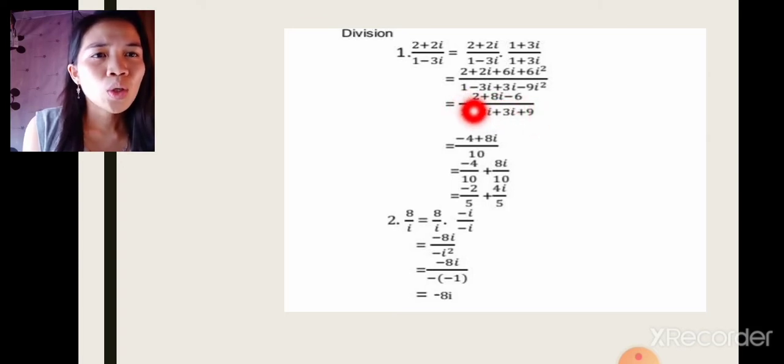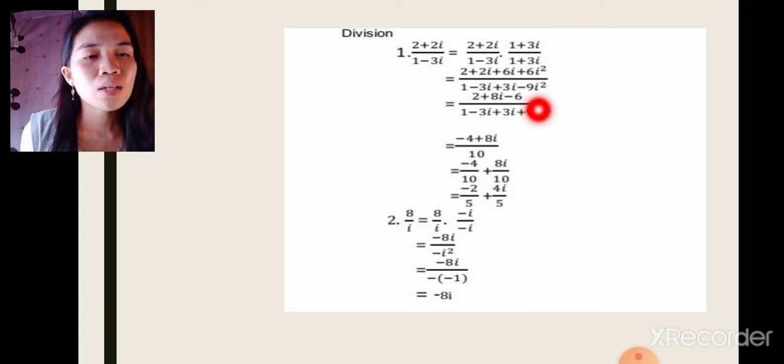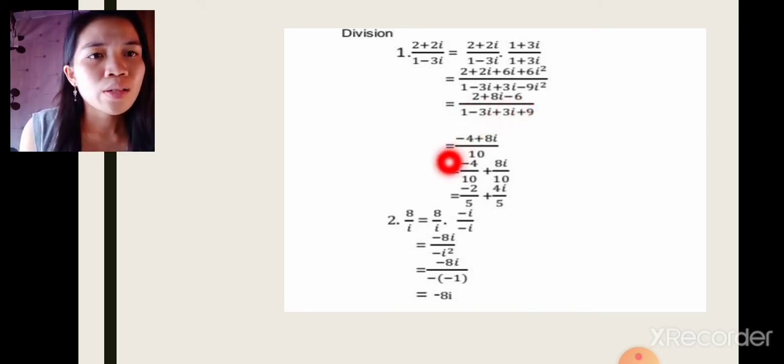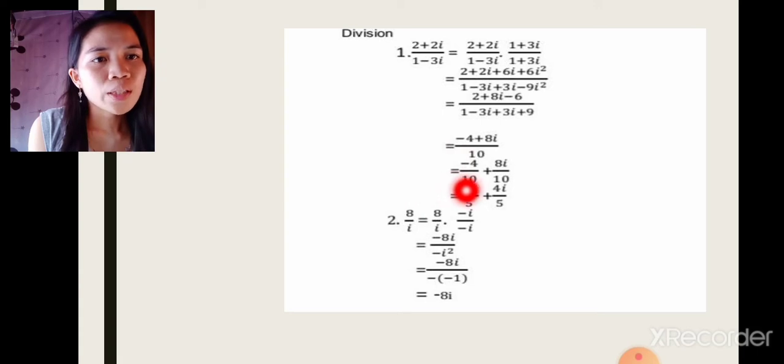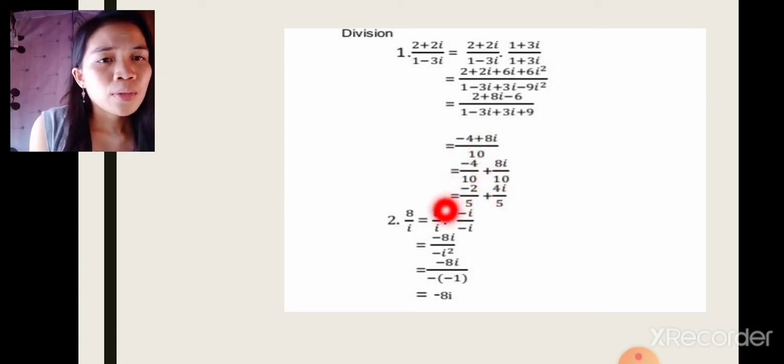Then 2i plus 6i equals 8i. The value of i squared is -1, so 6 times -1 equals -6. Over: 1 times -3i plus 3i plus 9, since -9 times -1 equals +9. So 2 minus 6 equals -4 plus 8i over 10, because 1 plus 9 equals 10. -3i plus 3i equals 0. So it equals -4 over 10 plus 8i over 10, which equals -2 over 5 plus 4i over 5.